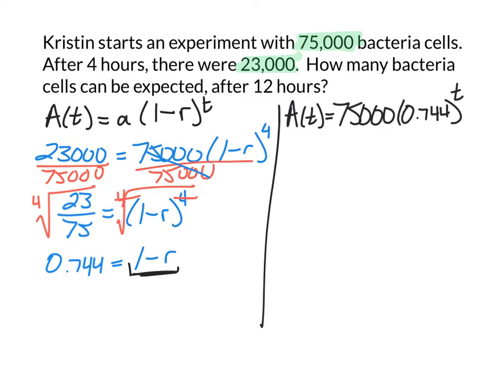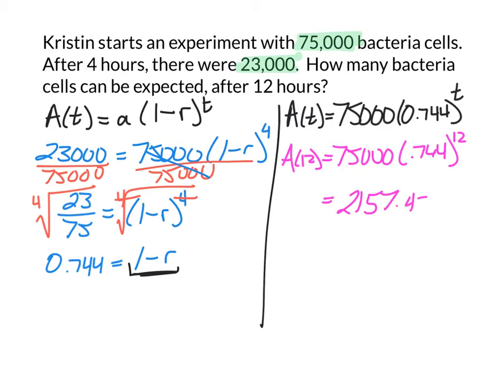Once I have my function, we're really almost done. Now we can go to answering the question. How many bacteria cells can be expected after 12 hours? Well, that would be the amount after 12 hours. It is going to be 75,000 times 0.744 to the 12th power. Of course, we're going to need that calculator again. When you calculate, you get 2,157.428.